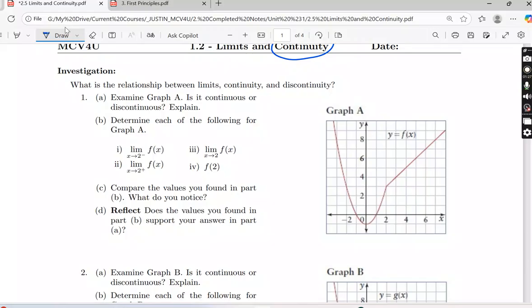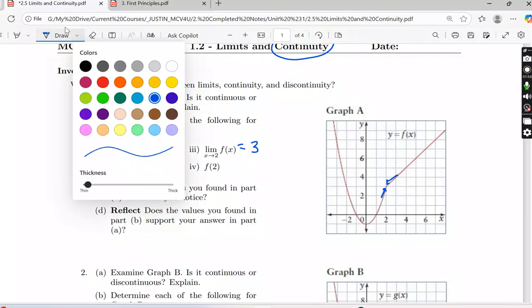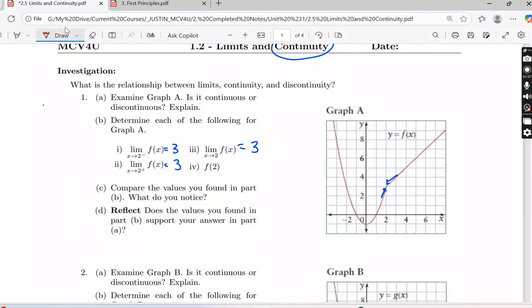Now, how do we define it? Well, let's take a look. Determine each of the following for graph A. Limit as x approaches 2 from the left. As x approaches 2 from the left, the limit is 3. As x approaches 2 from the right, the limit is also 3. Okay? And so then, since the left-hand limit and the right-hand limit are the same, then the limit of f(x) as x approaches 2 is indeed just 3. Now, we're also going to check to see if it exists at the point as well. Okay? So f of 2 is also 3. So then what we can say is that the function is indeed continuous at x equals 2.